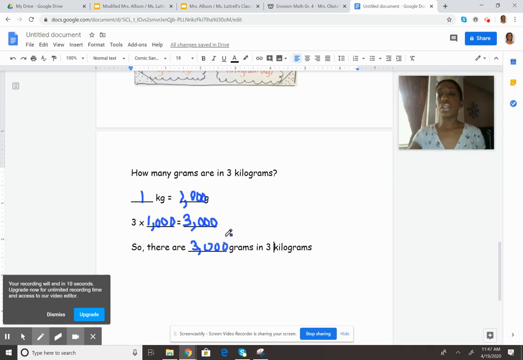So it's always important for you to understand the chart, get familiar with all the metric units within the chart for mass and capacity, and know how to convert. This is how you convert your kilograms to grams, knowing how much is within each metric unit.